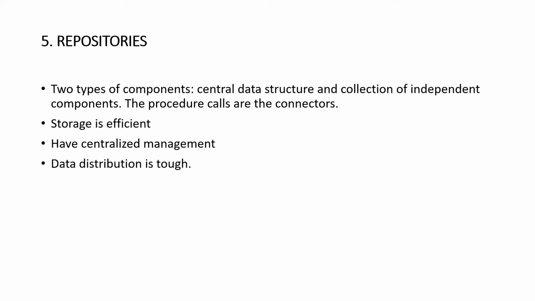Repositories. In this style, there are two types of components. First is the central data structure, and the other is a collection of independent components. And the procedure calls are the connectors here. The current state is represented by the central data structure, and the collection of independent components operate on the central data store. In this style, the data can be stored efficiently, and it also has centralized management. Moreover, in repository style, data evolution is difficult and quite expensive, and also data distribution is tough.